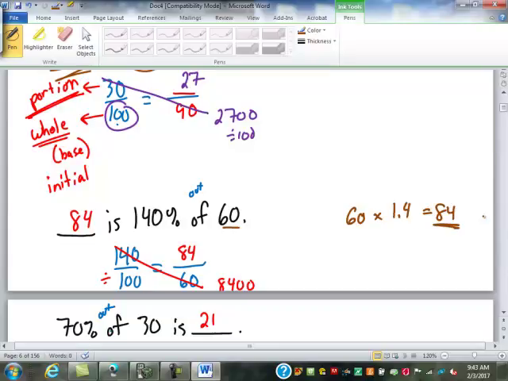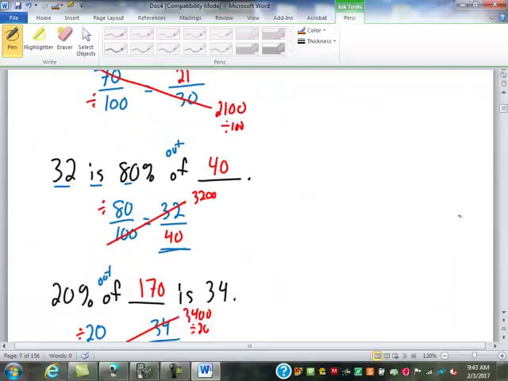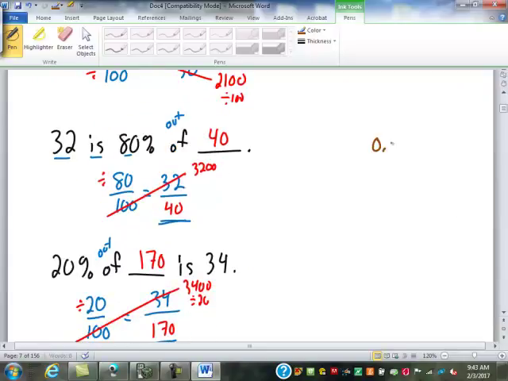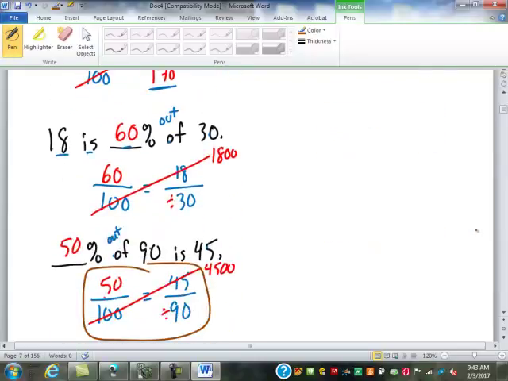The problem with the rate method is, if I drop down to one like this, 80% is 0.8 as a decimal, but it's not 32 times 0.8, it's 32 divided by 0.8 to get 40. Same here, 20% is 0.2, it's 34 divided by 0.2 to get 170. So with the rate method, you have to figure out whether you're going to multiply or divide. Or even like this one, there is no percent, so it's 18 divided by 30 is 0.6. Then you move the decimal point to make it 60%.